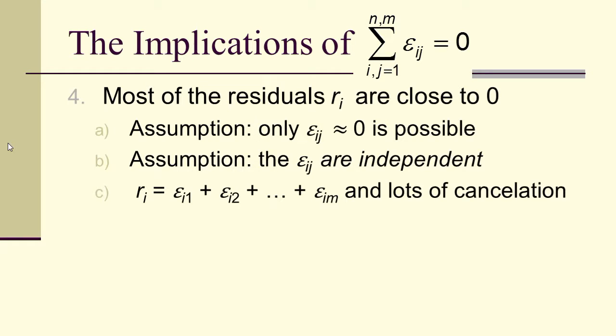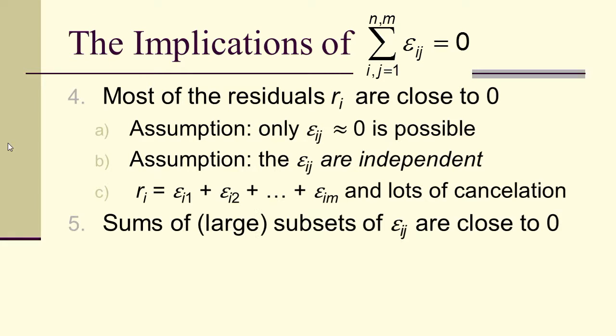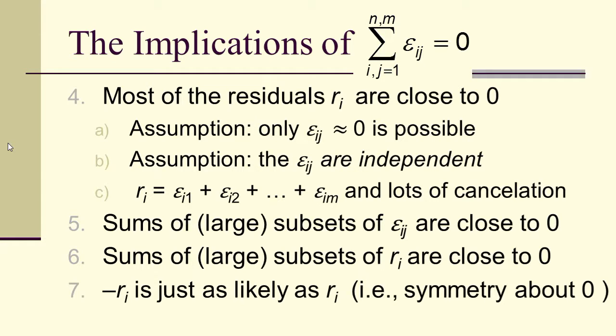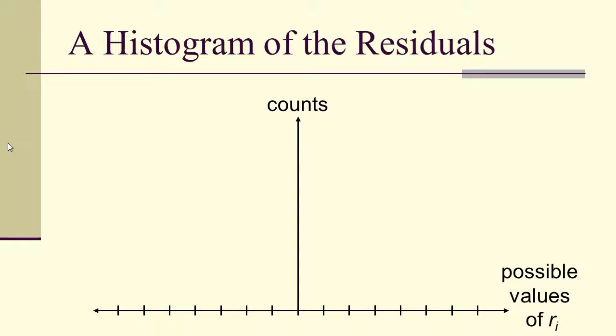So we get R sub I is epsilon sub I1 plus epsilon sub I2 all the way up to epsilon sub IM, and lots of cancellation is in there. So sums of large subsets of epsilon sub ij are close to zero. Sums of large subsets of R sub I are close to zero. Negative R sub I is just as likely as positive R sub I, symmetry about zero.